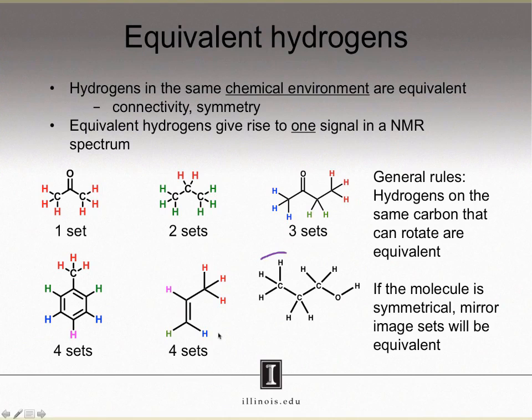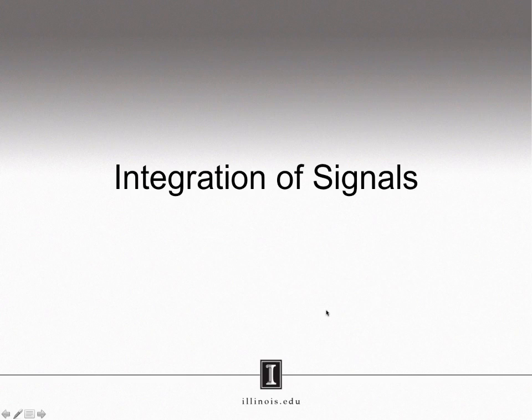I see the protons here as part of the methyl group as being chemically equivalent. I see the protons on this methylene to be chemically equivalent. I see the protons on the next door methylene to be chemically equivalent. And finally, I see this proton as part of the alcohol as its own set. We finished our discussion on identifying equivalent sets of protons. Now we're going to talk about integration of the signals that result from those individual sets.